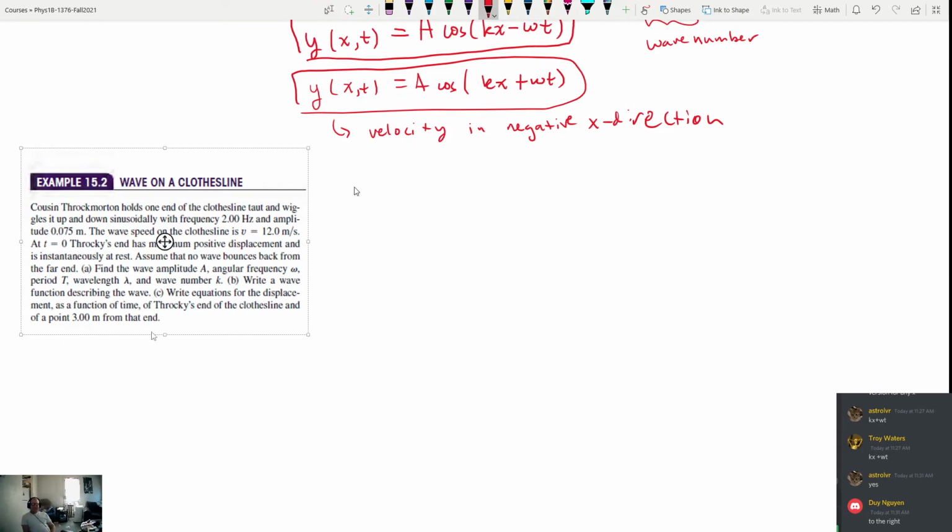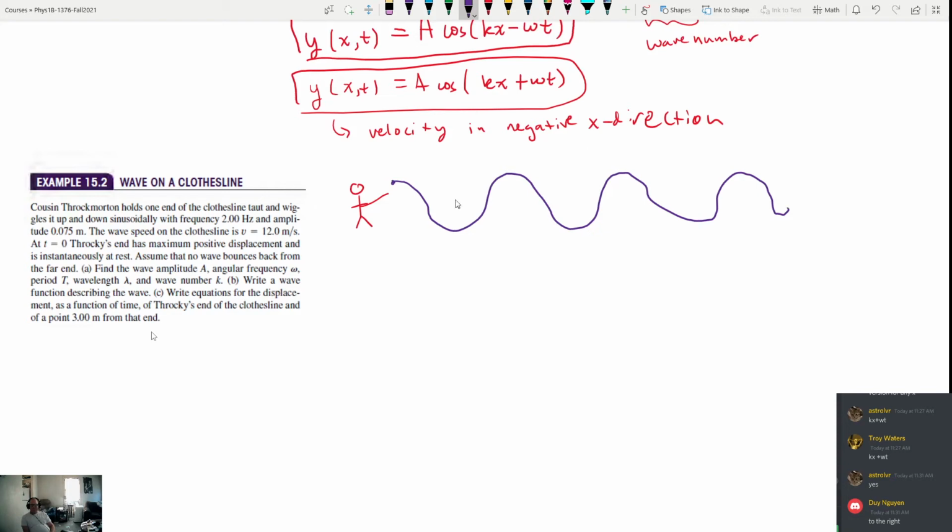Okay, so we've got a person, cousin Throckmorton, who shows up in all these problems, and he is sending a wave down a string. It specifically says Throcky's end at t equals 0 has a maximum positive displacement and is instantaneously at rest. So the clothesline starts up here, and he's sending a wave on a string, something like that. It's traveling down the string. There's his awful-looking wave.